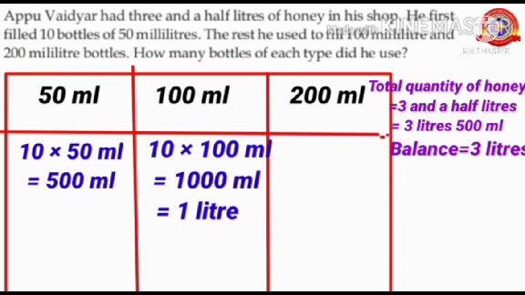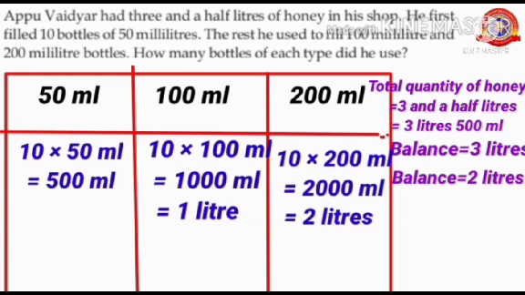Children, from 3 liters of honey, 1 liter is filled in 100 milliliter bottles. Balance 2 liters. Next, he filled 200 milliliter bottles. Suppose he takes 10 bottles of 200 milliliters, how much honey can fill? Yes, 10 times 200 milliliters. That is, 10 into 200 milliliters equals 2000 milliliters, which is equal to 2 liters. That is, the remaining 2 liters of honey is filled in 200 milliliter bottles.